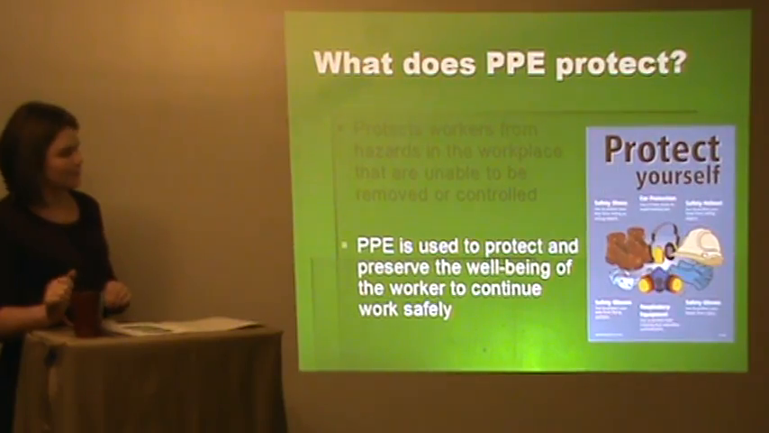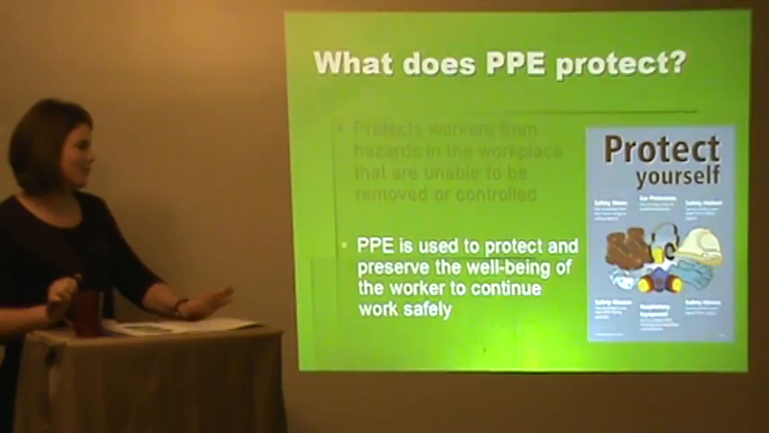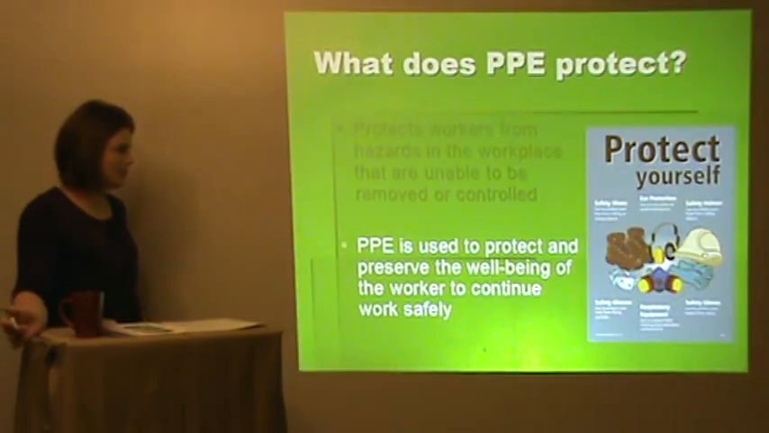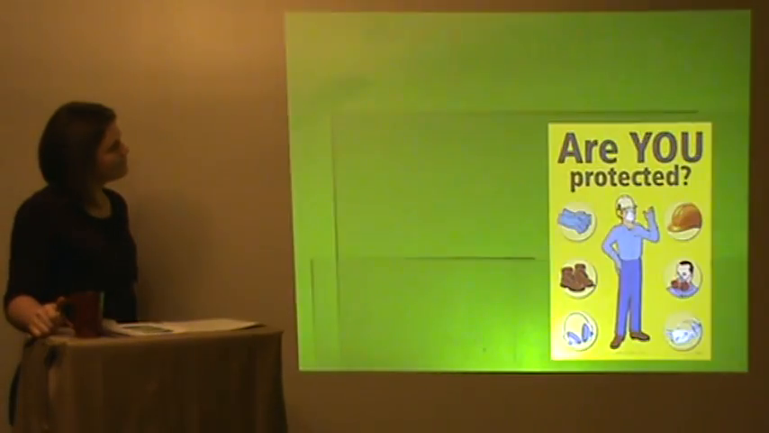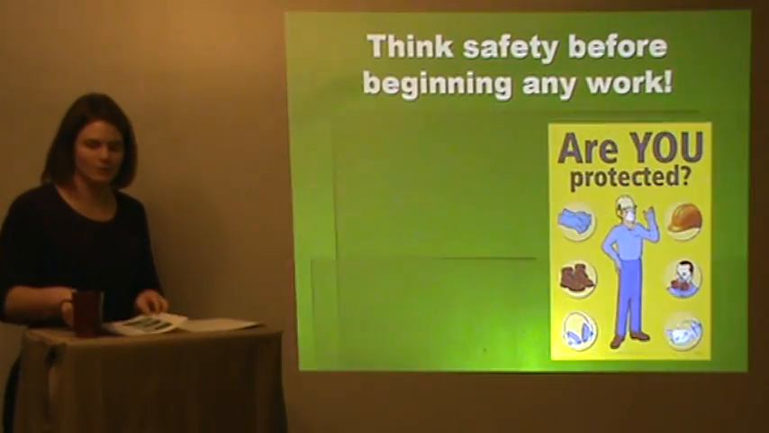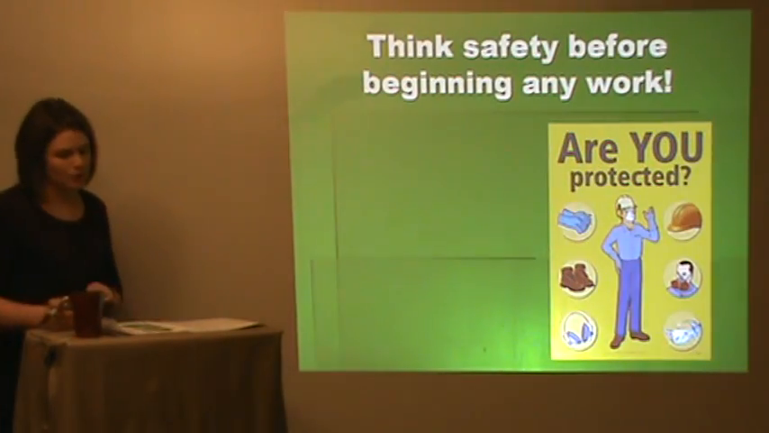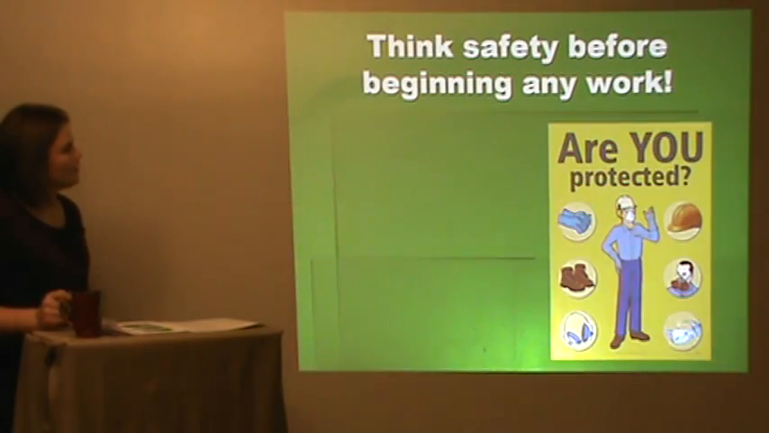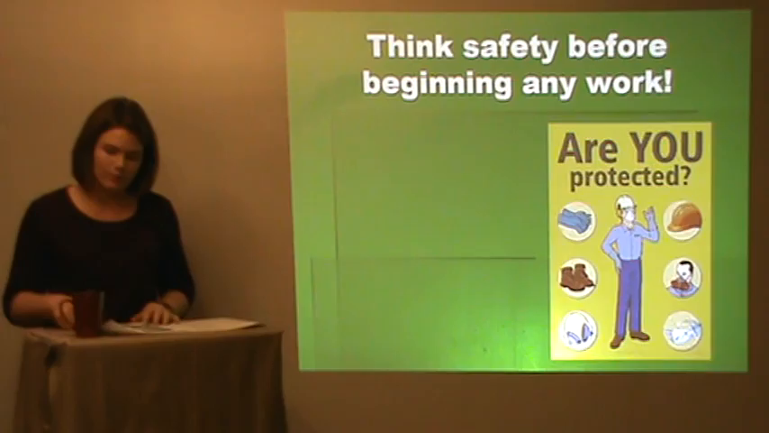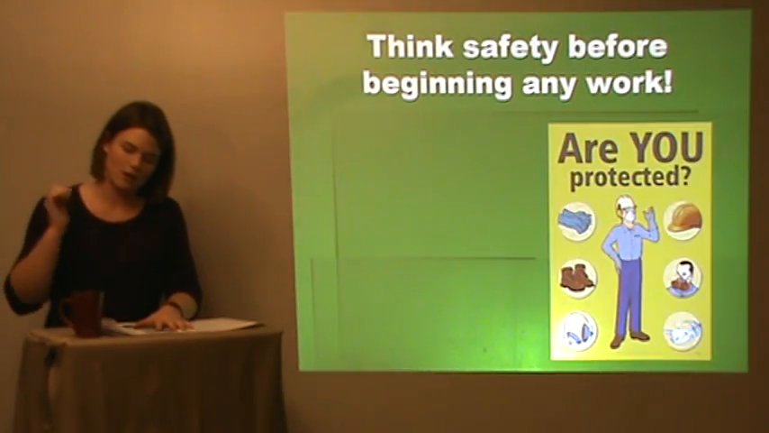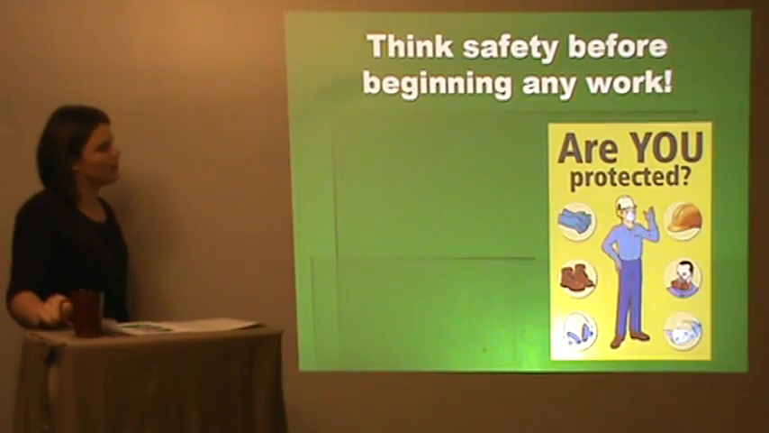The main objective for PPE is to protect and preserve the well-being of the worker to continue to work safely. The main objective in working safely is to do an initial evaluation of your work environment. You should always think safety before beginning any work. This rule should not only be applied in work situations, but in home environments also. Think, is there anything I'm going to be exposed to that can cause bodily harm?